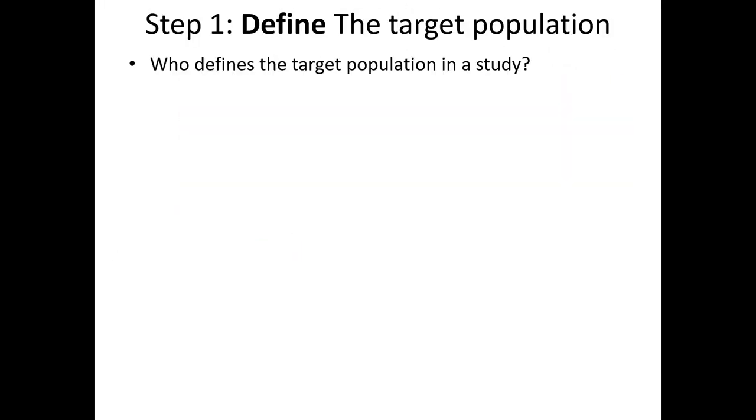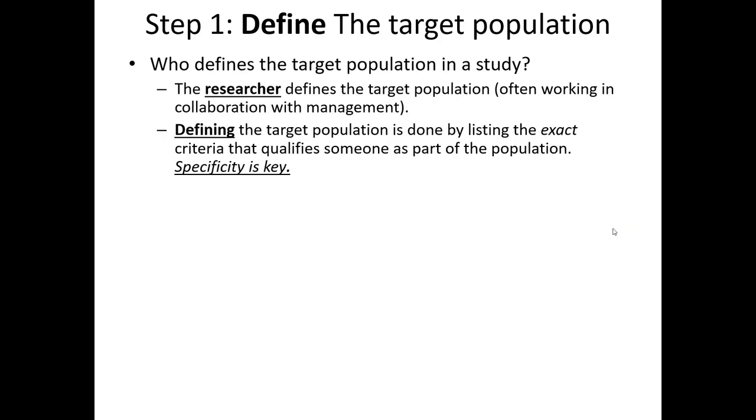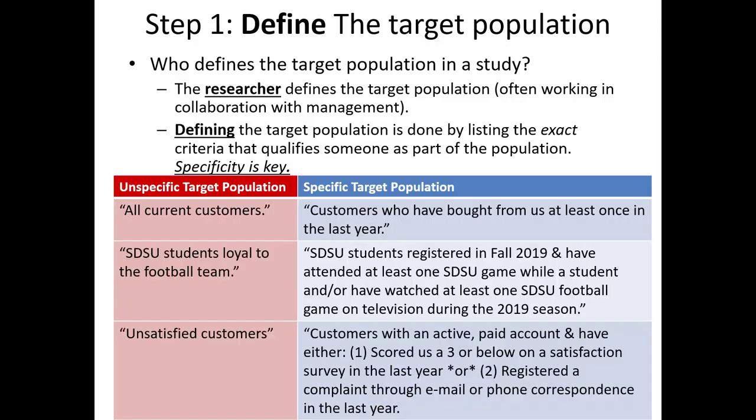Okay, so our first step to do a sampling procedure is to define the target population. Who defines the target population in a study? The answer to that is the researcher defines the target population. We typically work with management, but it's ultimately up to us to have a good, crisp, appropriate definition for our population of interest. Let's give a few examples of unspecific target populations and then examples of more specific, appropriate target populations. Perhaps this first one here, all current customers, a very common population definition for marketing studies.